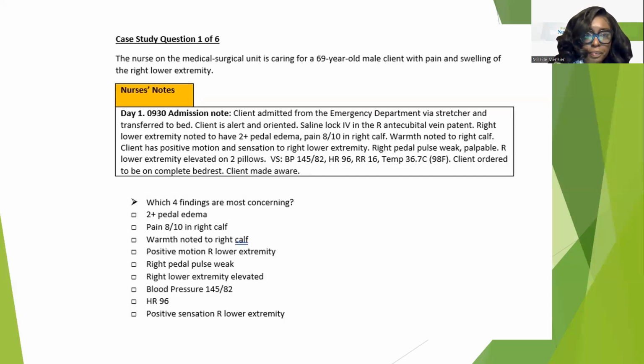Client made aware. Based on that, which 4 findings are most concerning to you? So out of the list that they give you, you have to pick 4. So is it 2+ pedal edema, pain 8 out of 10 in the right calf, warmth noted to right calf, positive motion right lower extremity, the right pedal pulse is weak, the right lower extremity is elevated, the blood pressure 145/82, the heart rate 96, or the positive sensation in the right lower extremity?